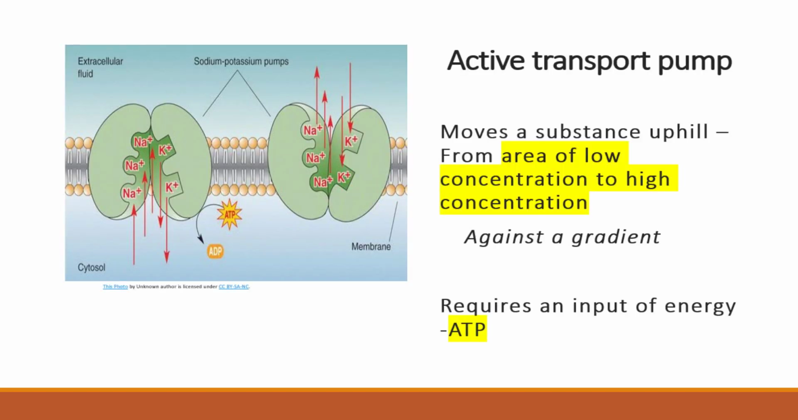The active transport pump is used to move substances uphill, from an area of low concentration to an area of high concentration. This is working against a gradient. For example, it is harder to walk up a hill because the hill is graded up. Against a gradient requires energy. Here is where our cellular energy, ATP, is used.